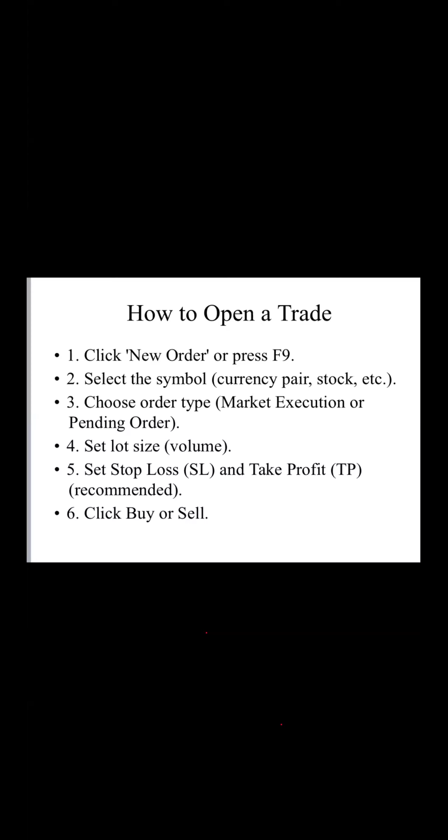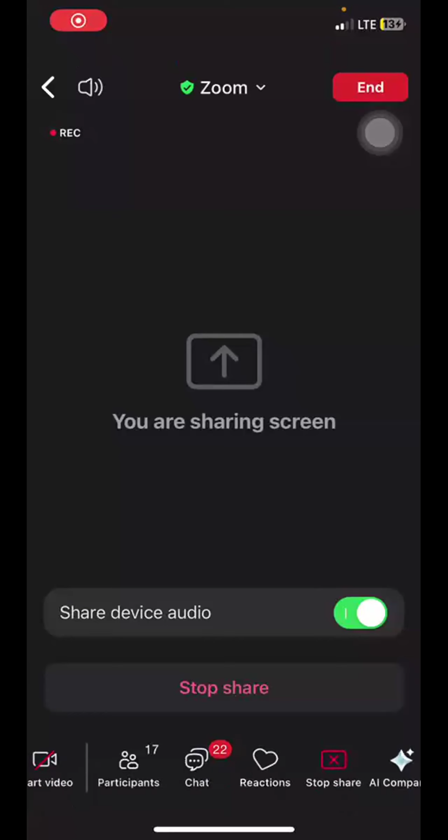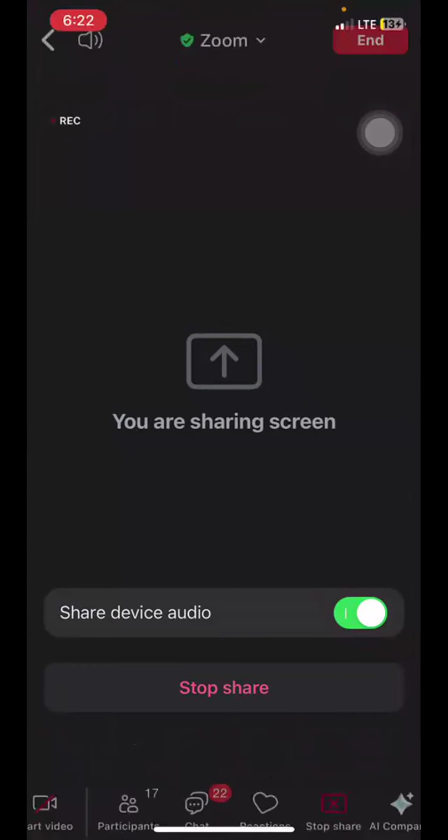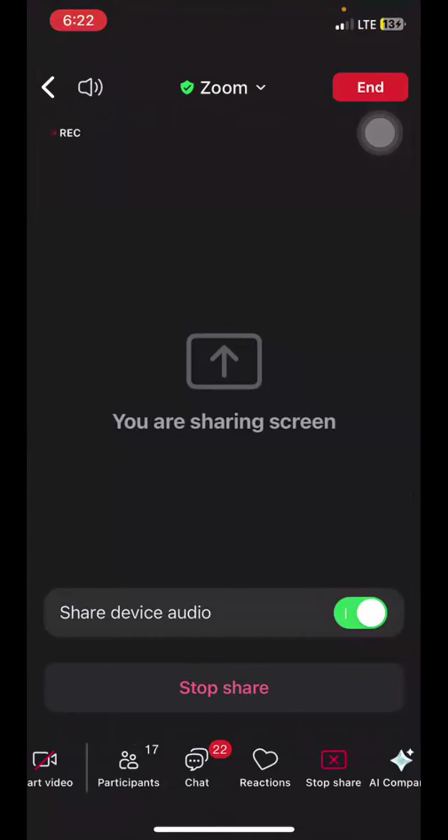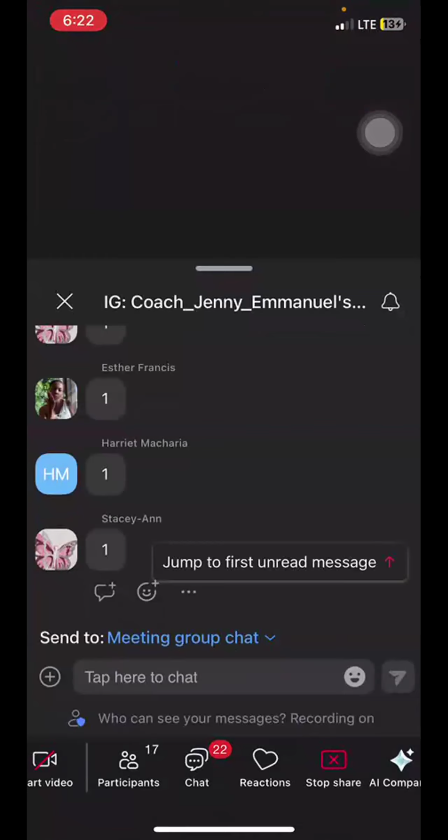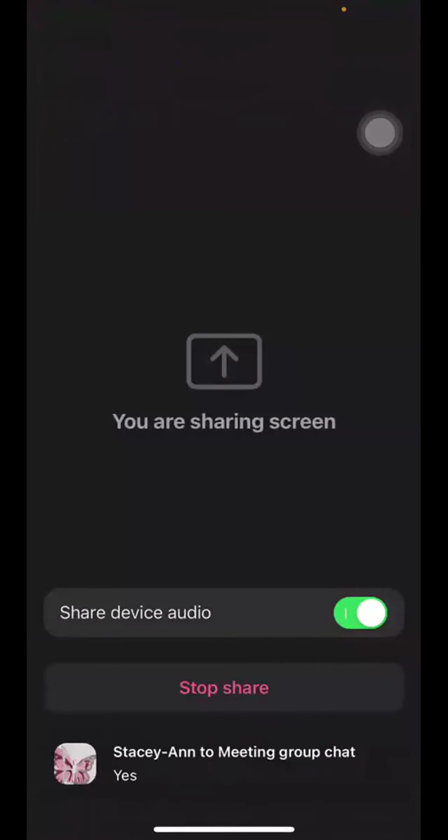Let me share my screen, go to my MT5 and show you guys. Can you guys see my screen? Can you all see my screen now?